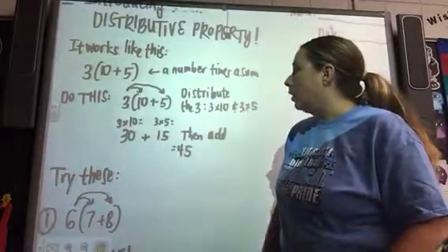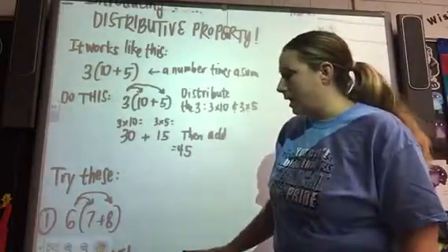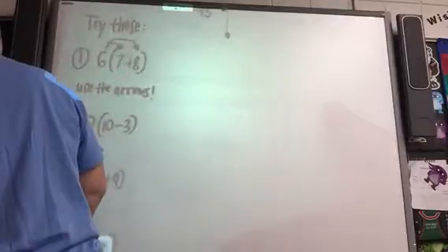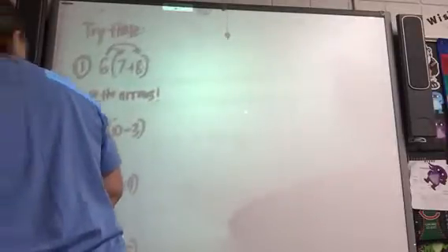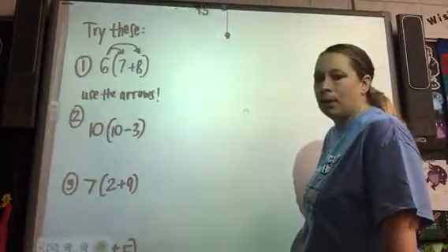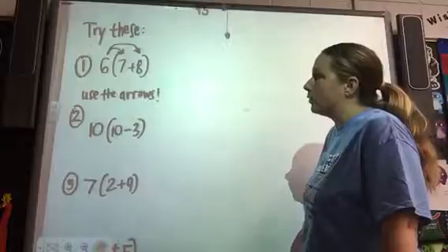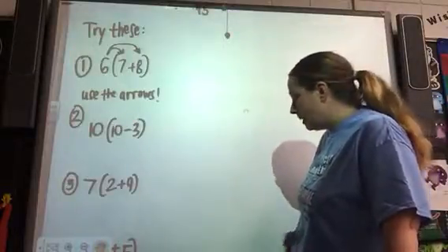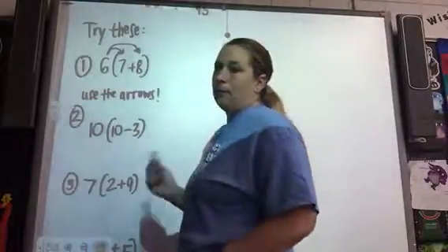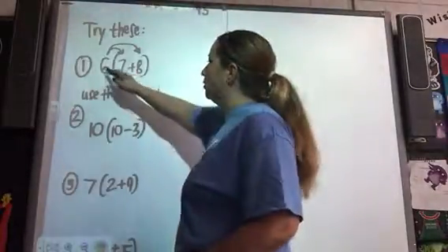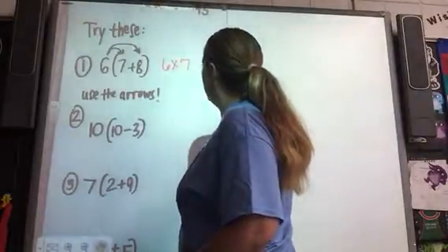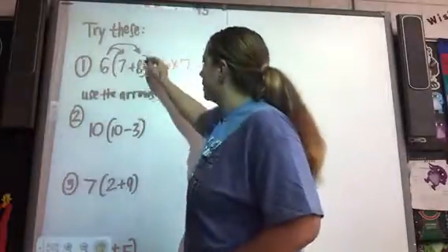All right? So I'm going to bring down another example because I think that showing you by doing is a lot easier. The next example we have is 6 times 7 plus 8. And he's already drawn those arrows for you. So instead of doing 7 plus 8, which is 15, and 15 times 6, we can do 6 times 7 plus 6 times 8.